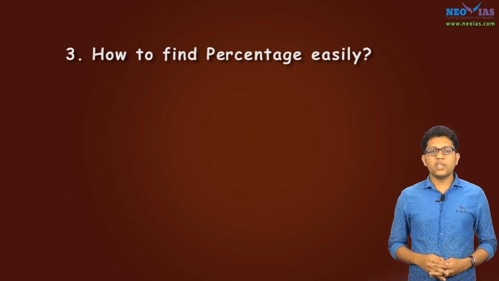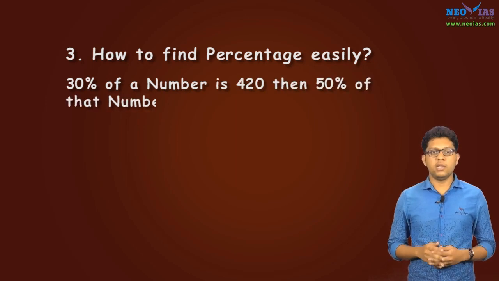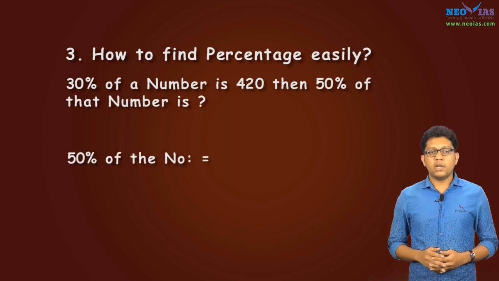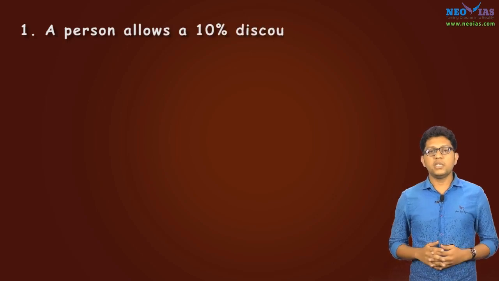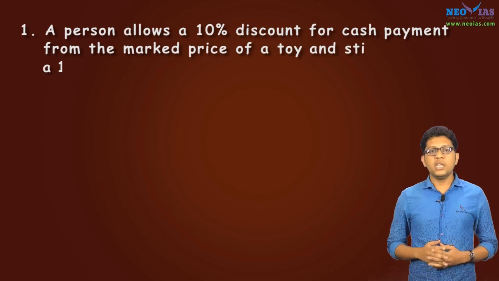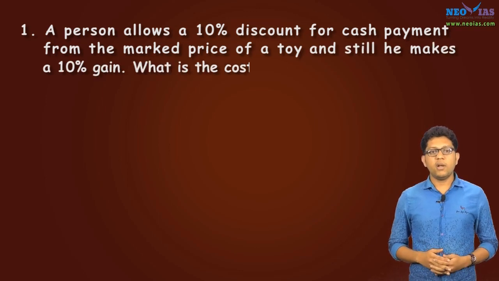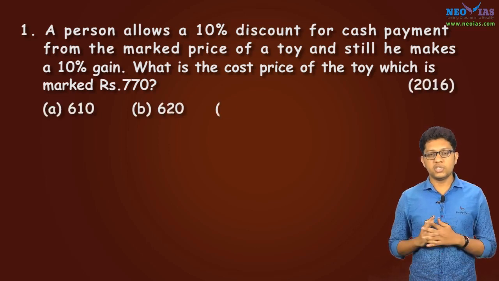Like that, if 30% of a number is 420, then 50% of that number is 420 divided by 30 into 50 and the answer is 700. Now we can solve the first question. A person allows a 10% discount for cash payment from the mark price of a toy and still he makes a 10% gain. What is the cost price of the toy which is marked rupees 770? This question was asked in the year 2016.